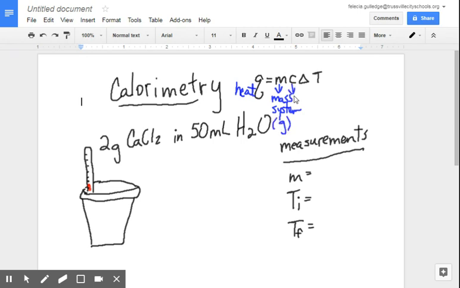C stands for specific heat. Specific heat is defined as how much energy it takes for 1 gram of a substance to raise 1 degree Celsius in temperature. So that's the definition of specific heat. Here's the conceptual component of specific heat. If I have things that are low specific heats, what that means is that if I put energy into it, that temperature can change very drastically.